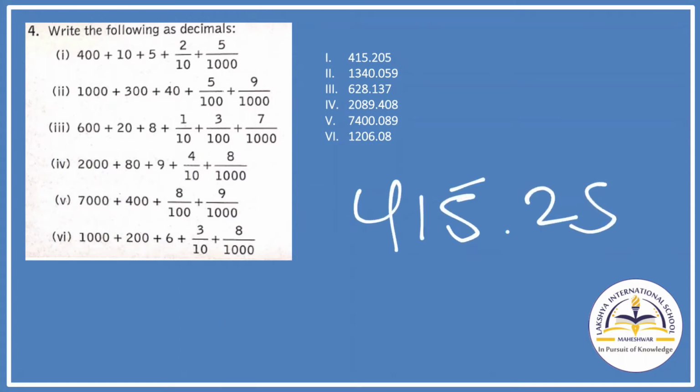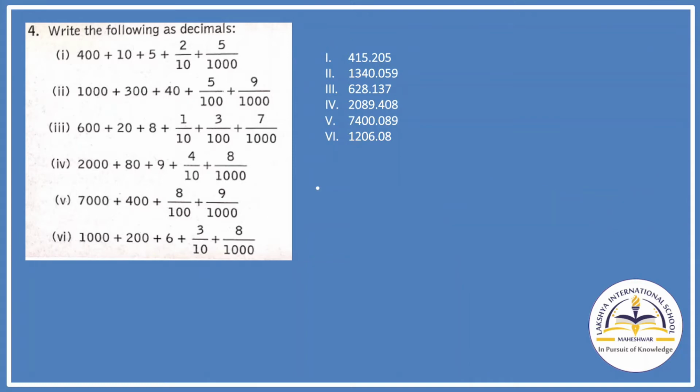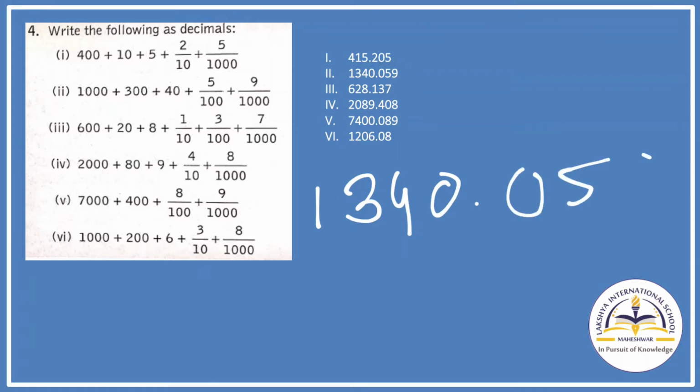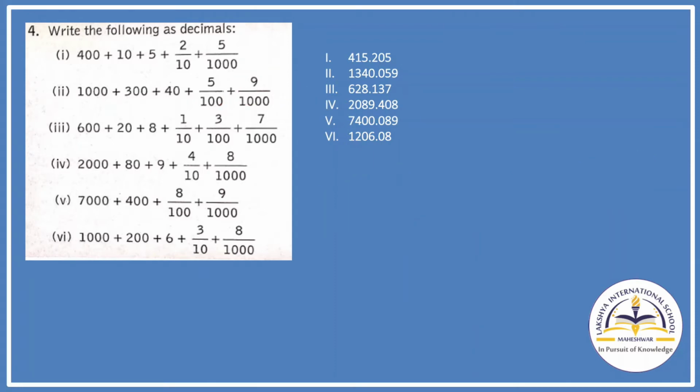This is decimal 205, because in denominator there is 1000, so we have to mention 5 at the thousandth place. Now for question number 2, 13, there is no number, so 0. Then decimal 059, because 5 is at hundredth and 9 is at thousandth.